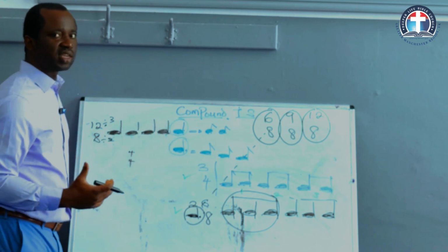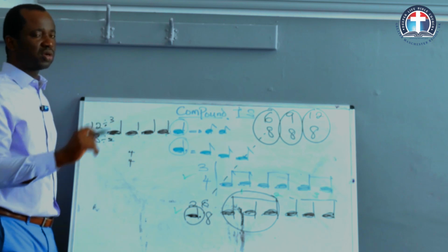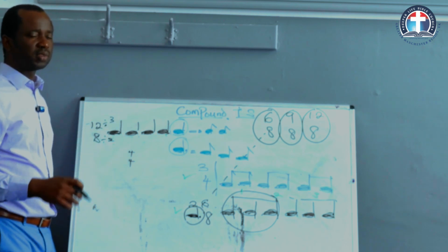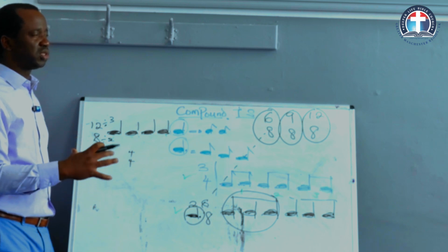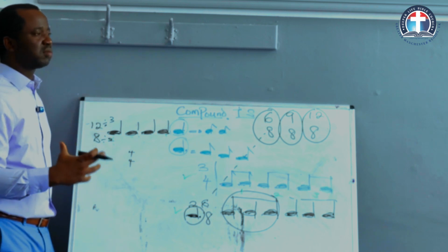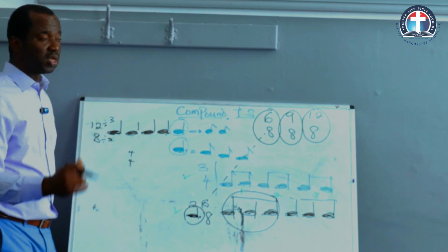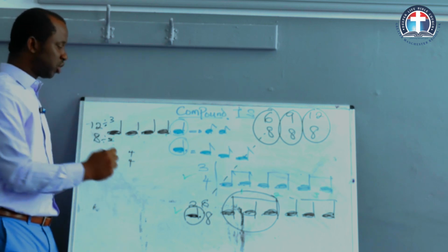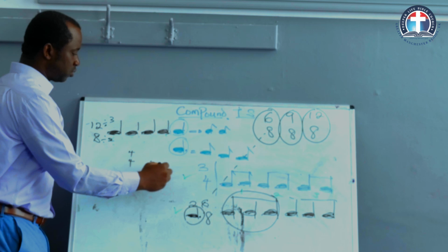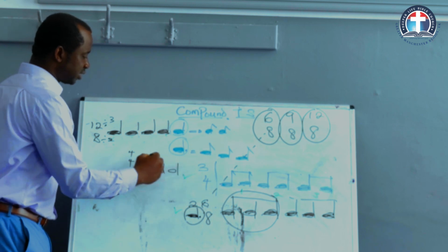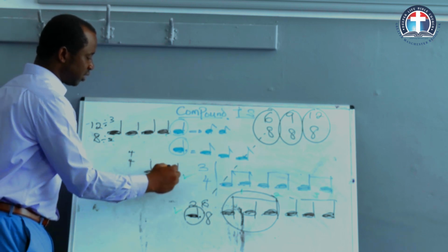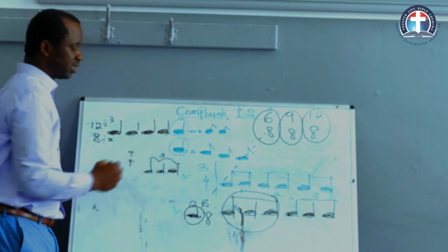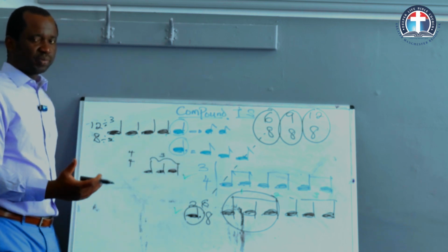So note that in an exam, you can be given a simple time extract and asked to rewrite it as compound time. Think of where you need to change the notes that are naturally divided into 2 into 3 parts by using your dots. That does not apply to a triplet. Where you have a triplet, let's say, this is a triplet, right? In simple time, you use a triplet.